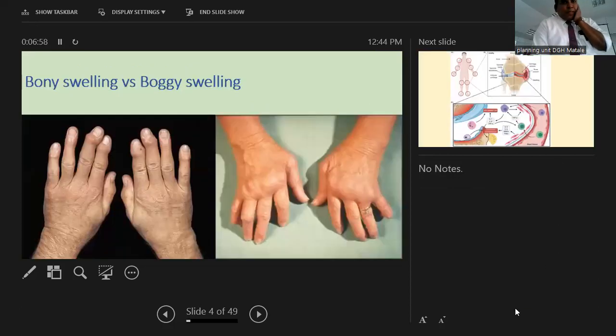Sorry for the interruption. In the initial statement, I said bony swelling, and what we need to do is differentiate bony swelling from boggy swelling. We generally see bony swellings in osteoarthritis. In the first picture here, you would see a bony swelling. This is a typical Heberden nodes in nodal osteoarthritis. But in contrast, what you find in inflammatory arthritis is a boggy swelling because of the synovial thickening. Here, I hope that you can appreciate this swelling.